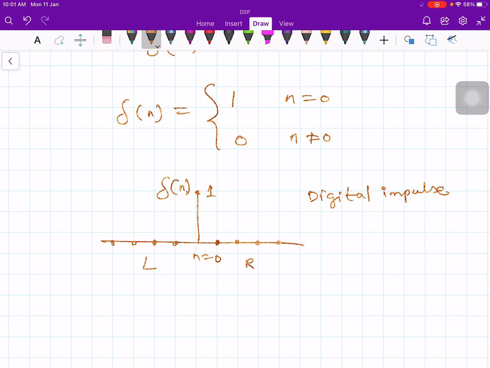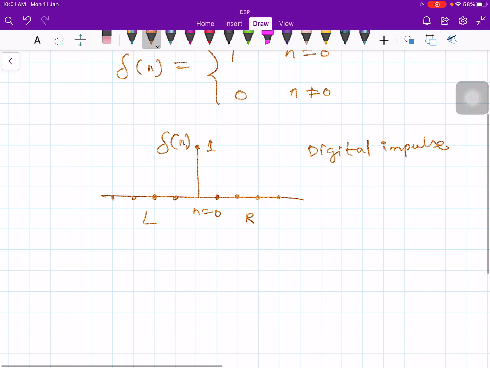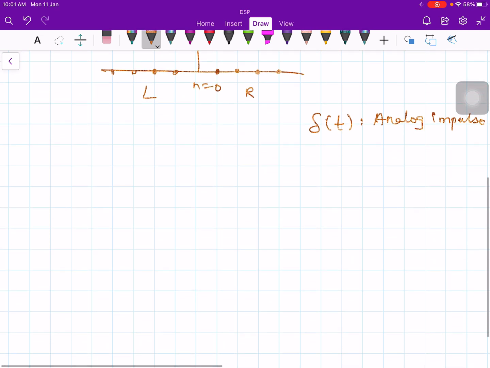Now, if you compare with the analog impulse del of t, which is quite complicated, right? Del of t is the analog impulse, and this del of n is the digital impulse. Now, how is del of t defined? Del of t exists exactly at t equals 0 only, and the amplitude at t equals 0 is infinitely large.